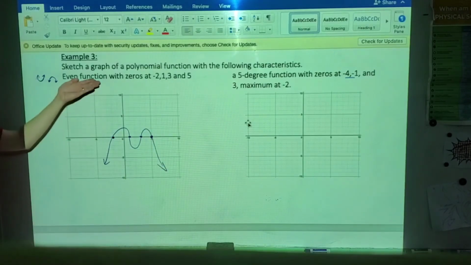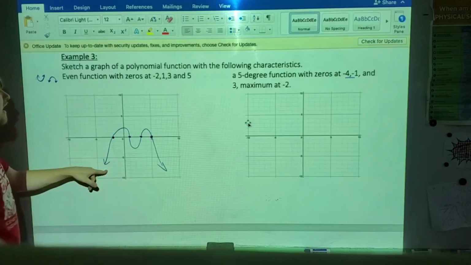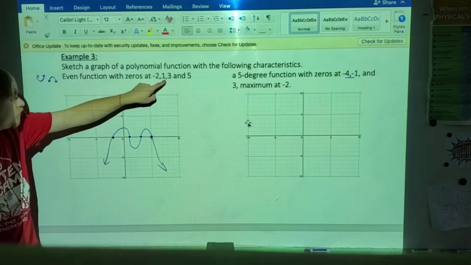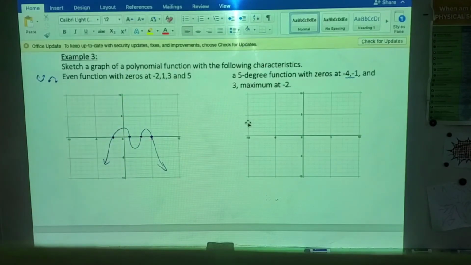Okay? I have met the requirements of what the problem is asking. It's even because the ends go the same way, and we have zeros at negative 2, 1, 3, and 5 because I went through the graph at those points. Other than that, it really doesn't matter what the graph does. This is plenty satisfactory, and this would be marked correct.